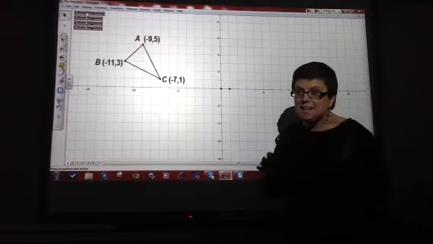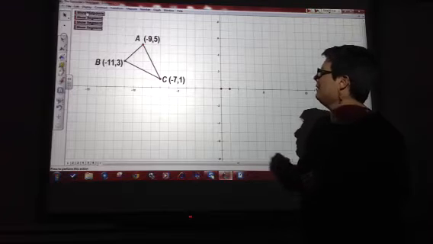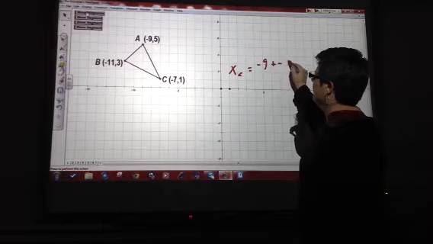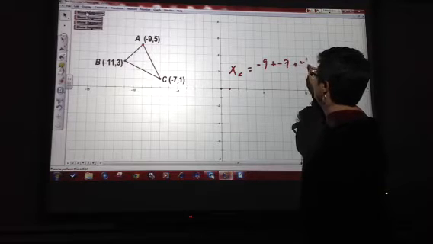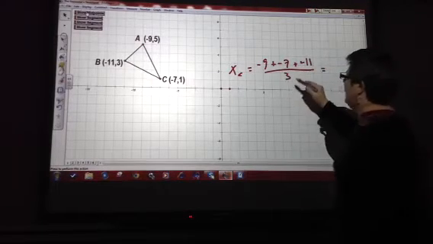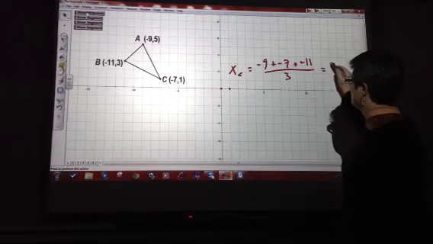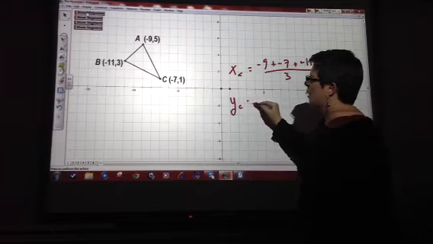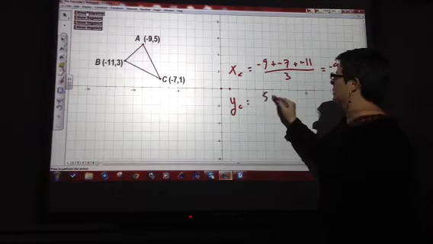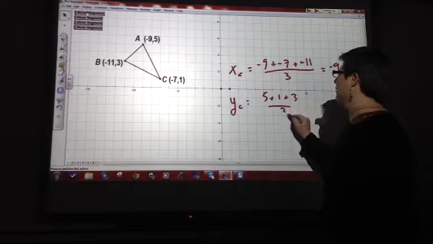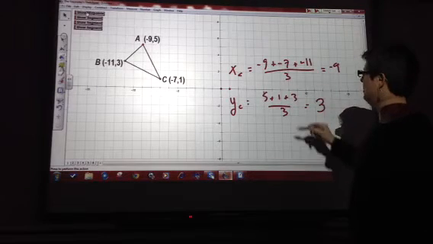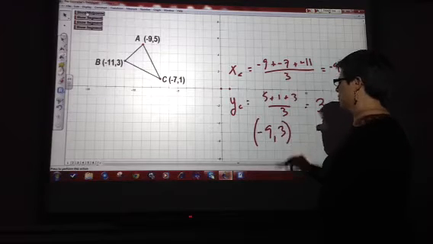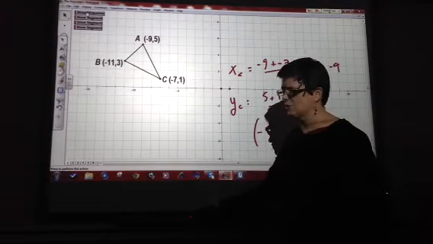And the nice thing about that is that if we were to take the average of the x-coordinates, negative 9 plus negative 7 plus negative 11, divide by 3, I have minus 27 divided by 3, which is negative 9. And I took the average of the y-coordinates, 5 plus 1 plus 3 divided by 3, I would get 3, because 9 divided by 3 is 3. Negative 9, 3 would be the coordinate of that centroid.